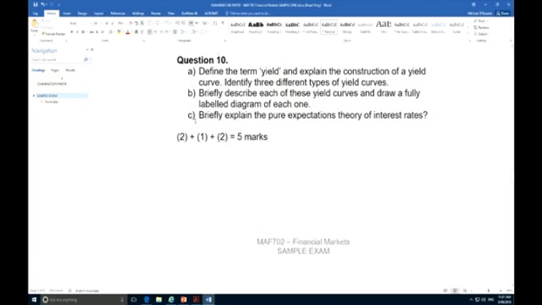Question 10. Define the term yield and explain the construction of a yield curve. Identify 3 different types of yield curve. Describe each of these yield curves and draw a fully labeled diagram. Briefly explain the pure expectations theory of interest rates. So this is a question on yield. I've grabbed these from a number of past papers.